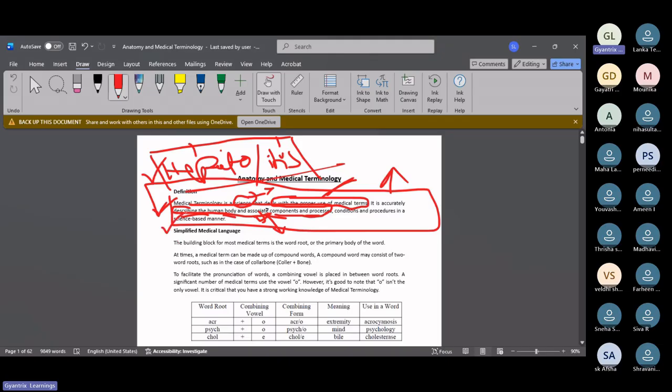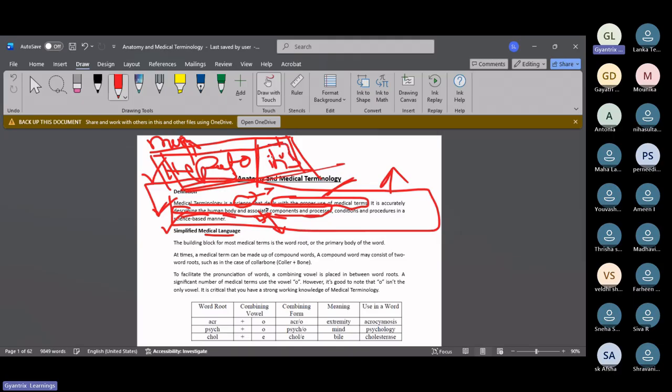And the next thing we can see here is simplified medical language. Here I have divided hepatitis into two words. Can you guys see this? Hepato is nothing but liver. So this will become the main word. Why am I making it the main word? Because it indicates the body part or the organ.